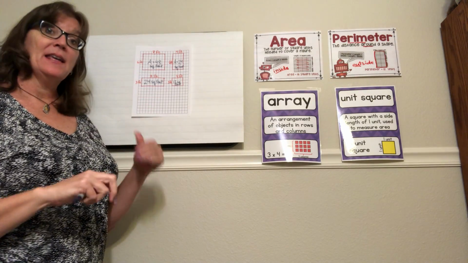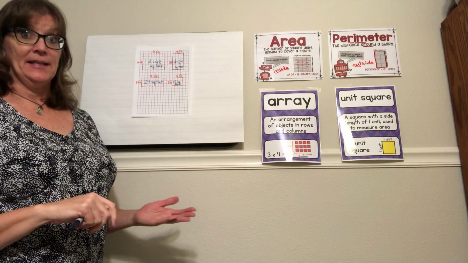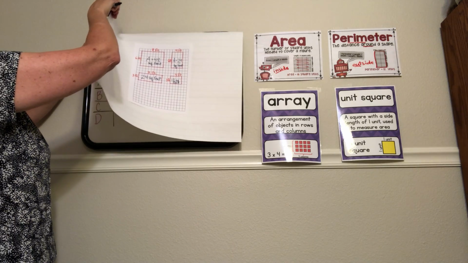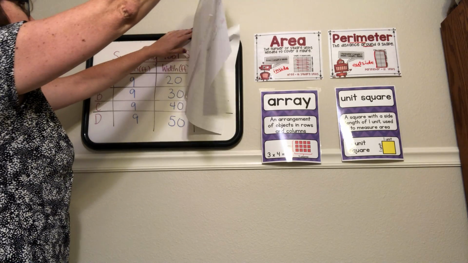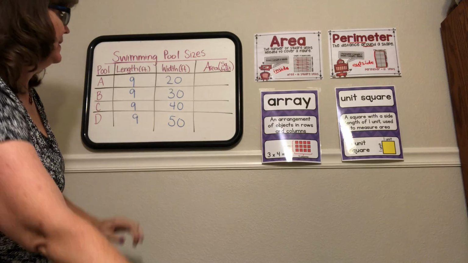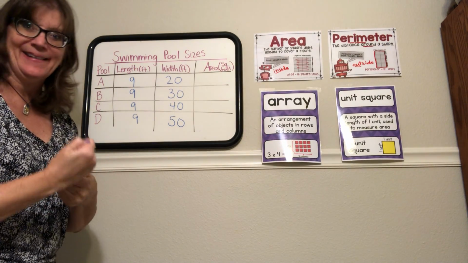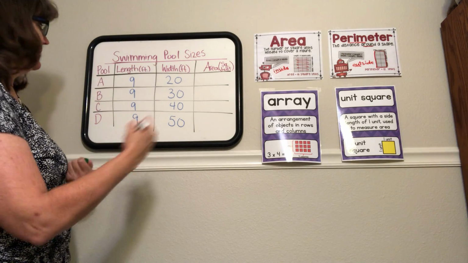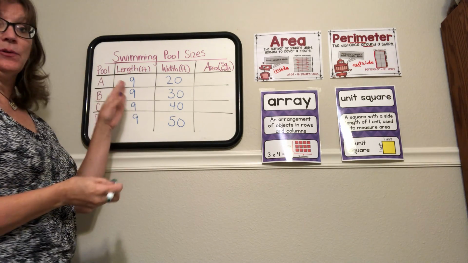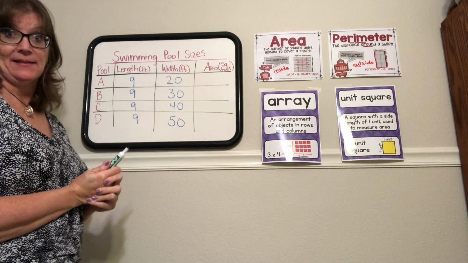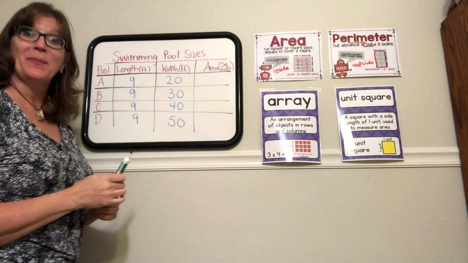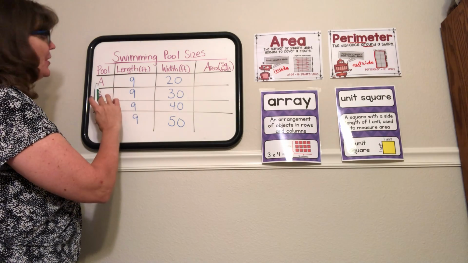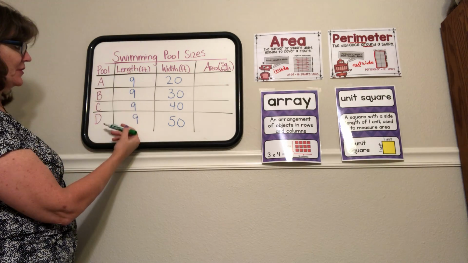And they will give you patterns also on a table. So I'm going to show you a table here. I'm going to carefully take this off. Hopefully it wasn't ruined down there. I'm going to change my Sharpie to a whiteboard marker. And this is a table for swimming pool sizes. Okay, I know some of you are getting swimming pools put in this summer, or you might already have a swimming pool. These are swimming pools, 4 different swimming pools.